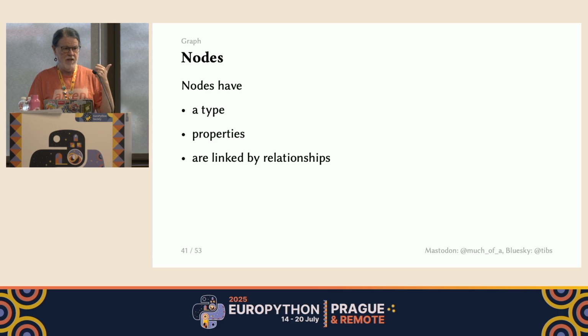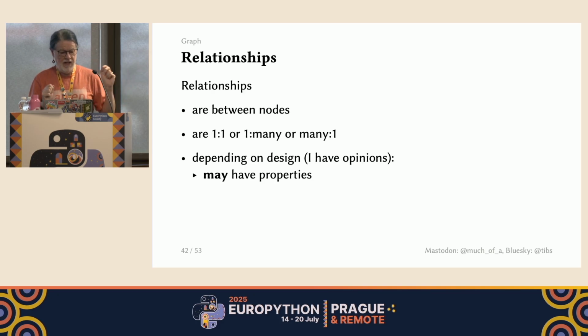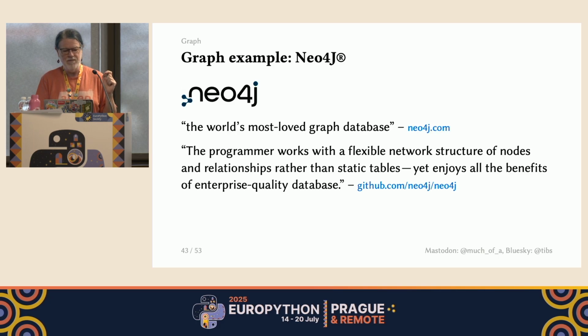Nodes will have a type that says what they are. They'll have some properties, and they're linked together by relationships. And relationships are links between the nodes. They can be one-to-one, one-to-many, or many-to-one, depending on how the thing works. And depending on the actual database you're using, they may or may not have properties on them. Now, I have opinions on this. Talk to me afterwards. I'm from the old school, which thinks relationships should just be relationships. I'm in the minority. Most people think you should allow relationships to have attributes.